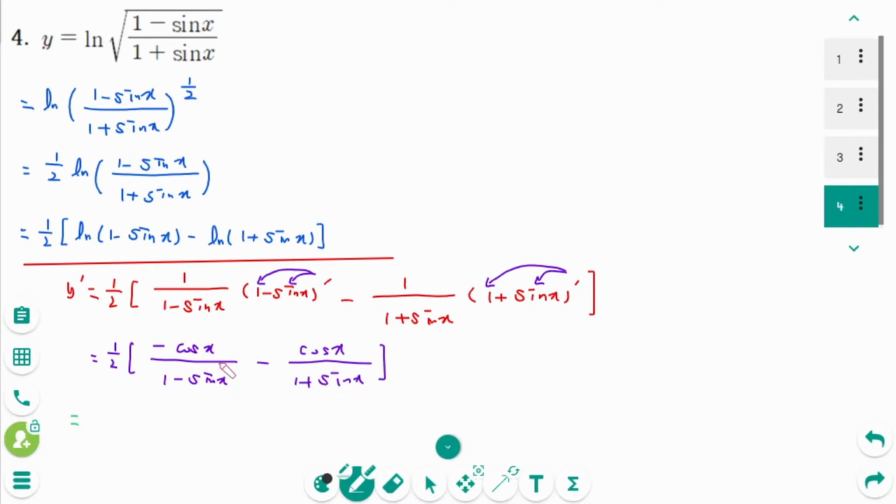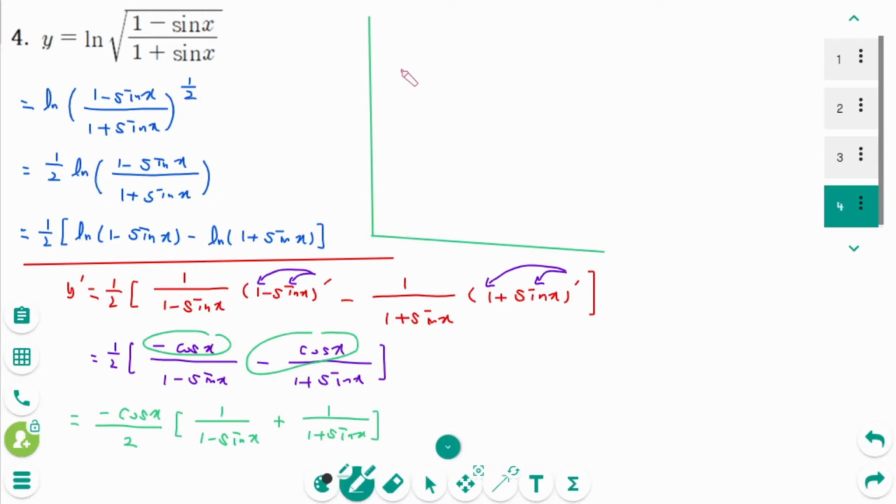equals, take out minus cosine of x on each side, then minus cosine of x over 2 times [1 over (1 minus sine of x) plus 1 over (1 plus sine of x)] equals minus cosine of x over 2 times, make a single fraction, (1 plus sine of x plus 1 minus sine of x) over (1 minus sine of x times 1 plus sine of x).